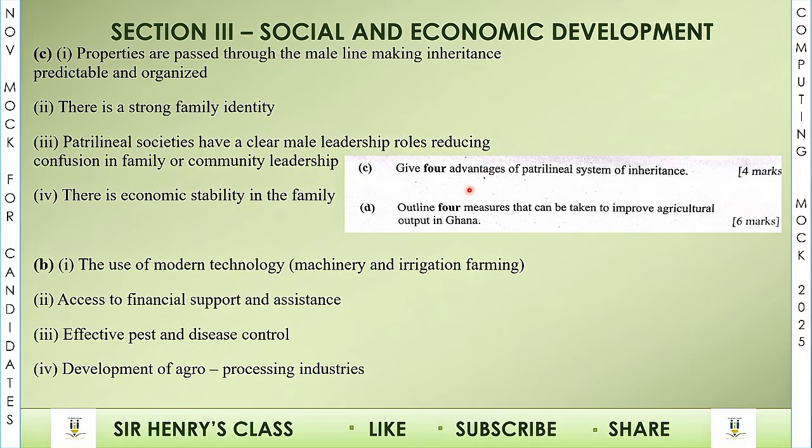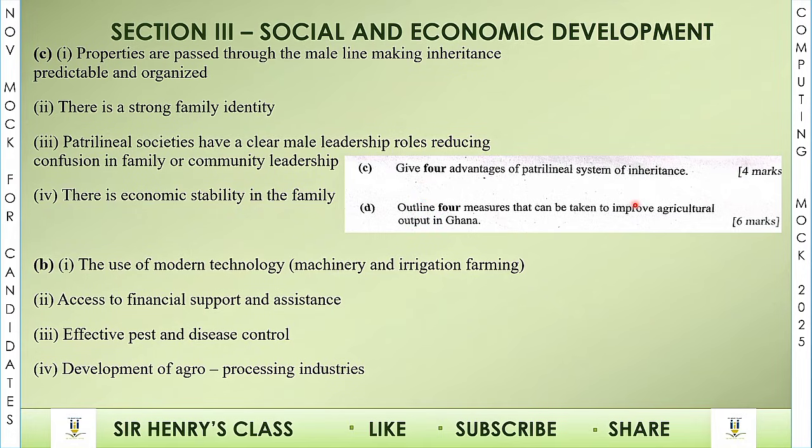5C says give 4 advantages of the patrilineal system of inheritance. So the properties are passed through the male line. There's a strong family identity. Here, there's a clear male leadership, and it reduces confusion, since we have in mind who will inherit the property, and there's economic stability in the family.